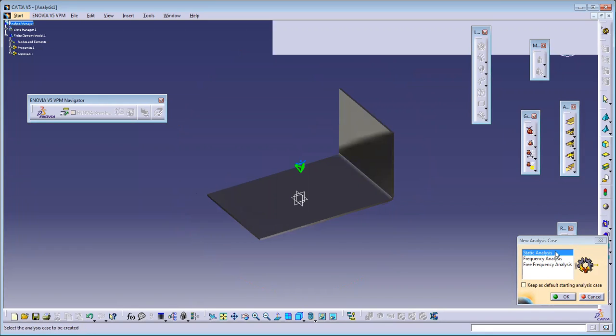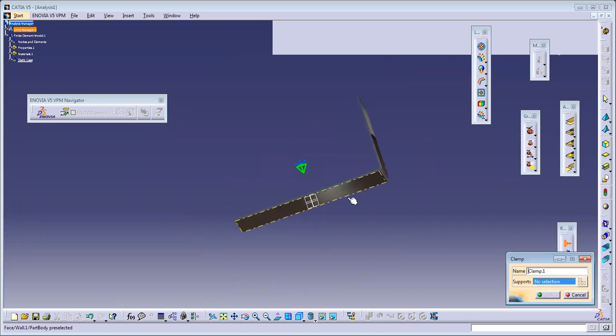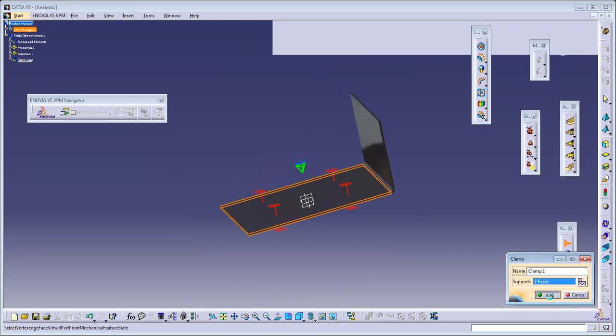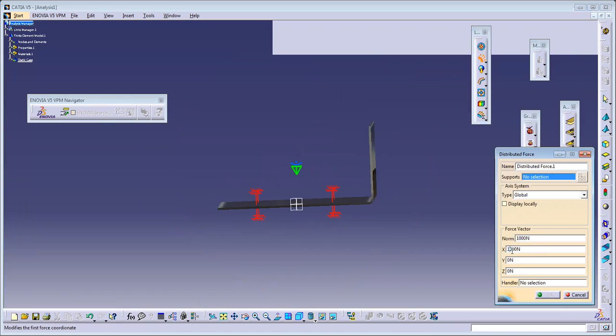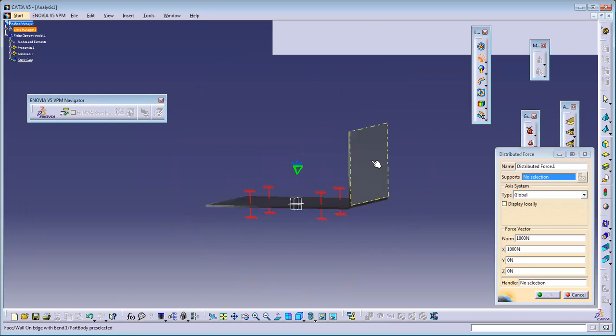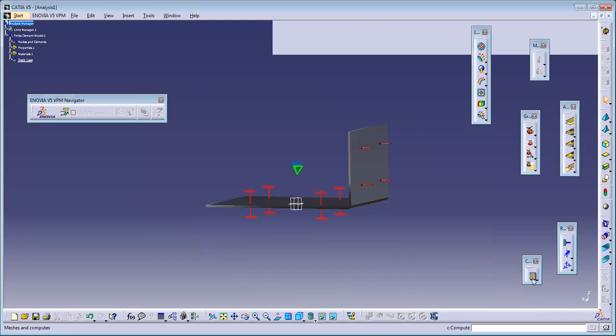We are going to analyze it. It's a static analysis. Simply, I am fixing this whole sheet and keeping this side free, and I am going to apply a 1000 newton force from this side. Then I am calculating it.